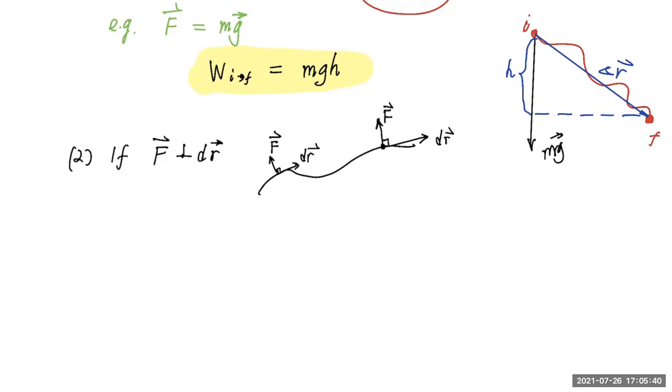If that is the case, then clearly W is equal to what? Zero, because F dot dr equals 0 when the two vectors are perpendicular to each other. It's a special case, but we see that quite often in physics as well.